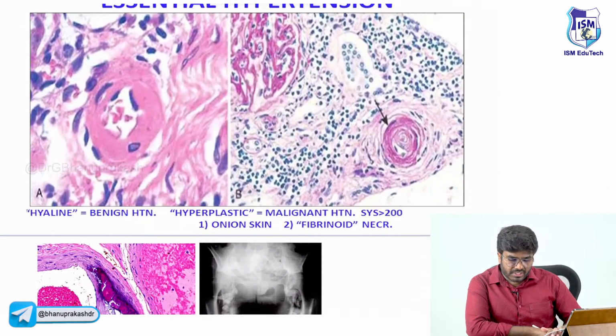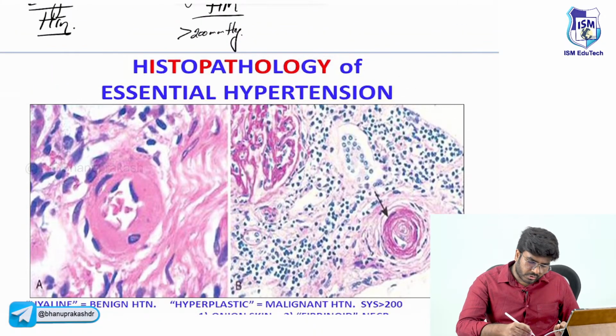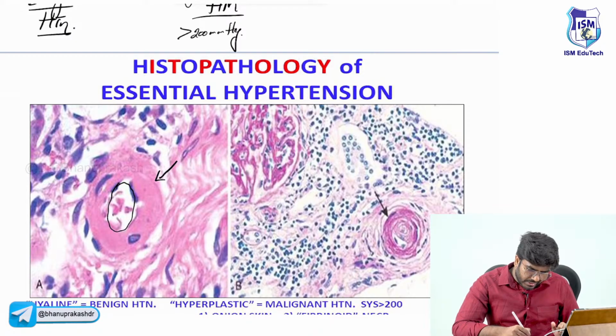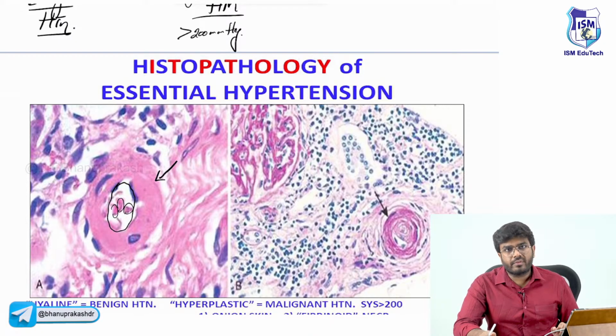Now, image based questions are very important for your exam. See, this is the blood vessel, sir. This is the lumen of the blood vessel. You can very clearly see the RBCs also.